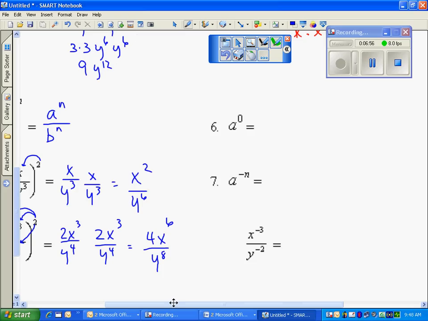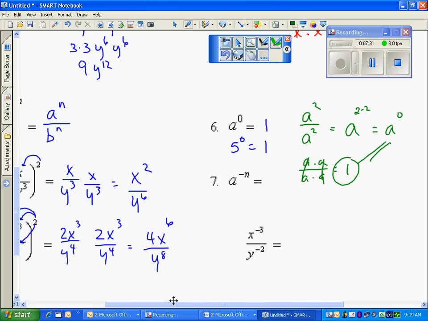Here's kind of a weird scenario. Anything to the 0 power is 1. If I gave you 5 to the 0 power, that is 1. Whatever to the 0 power is 1. And we can show why this is true. I'll give a specific example, so it's not a proof, because I'm using values here, and I have a squared over a squared. According to my rule above for division, 2 minus 2 is equal to 0. But if I look at expansion, 1 and 1 is 1. So therefore, a to the 0 is 1. Anything to the 0 is 1.